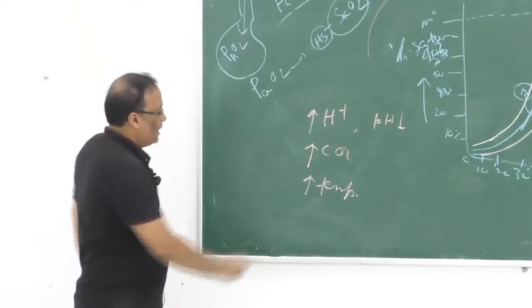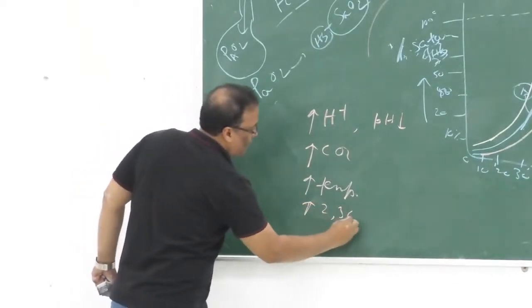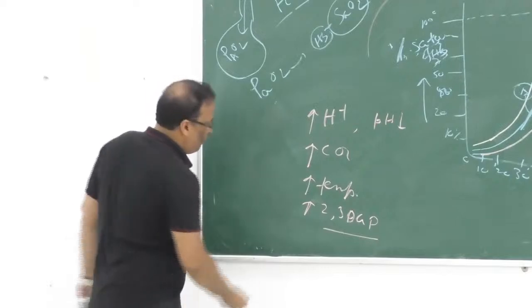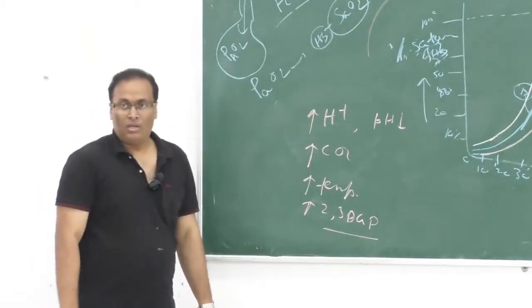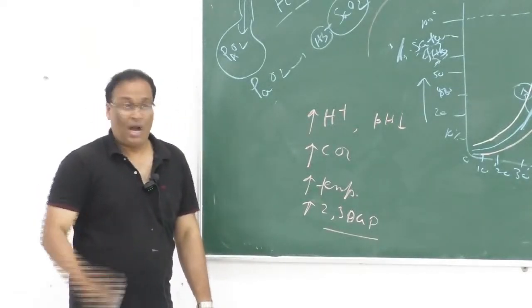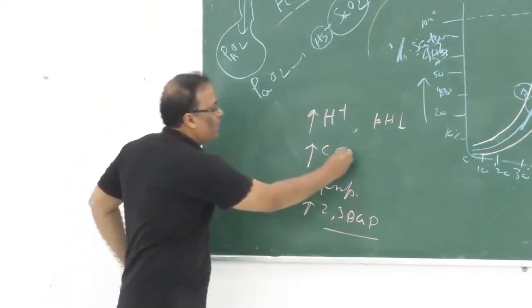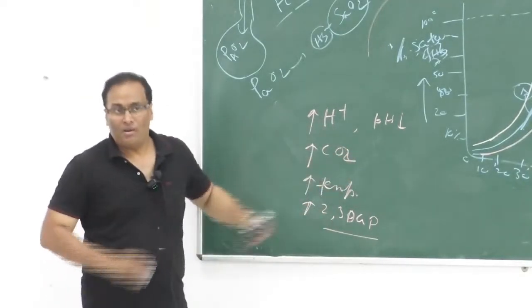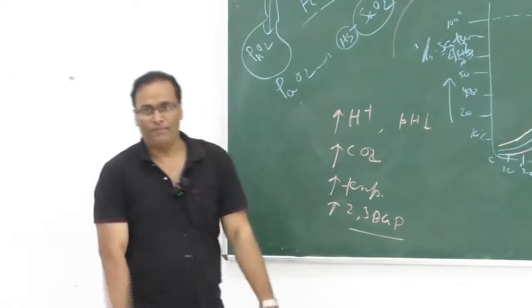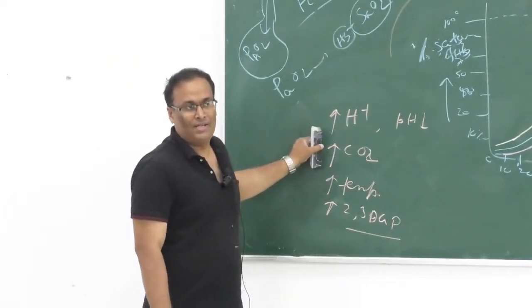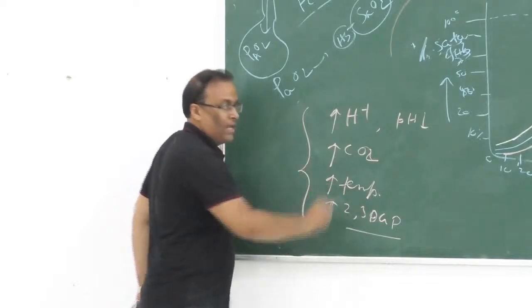শুরু হয়েছে. Increase the 2,3 DPG. We will explain in the next class. What is the glycolytic pathway? And anything else? আর কিছু এখন মনে আসছে না. So H plus increase, CO2 increase, কার্বন ডাইঅক্সাইড কেন বেড়েছে? সেলের মেটাবলিজম বাড়ছে, এক্সারসাইজ করছি, ছুটছি. So what does this mean? This means it has to shift to the right side. This will be shifted to the right side.